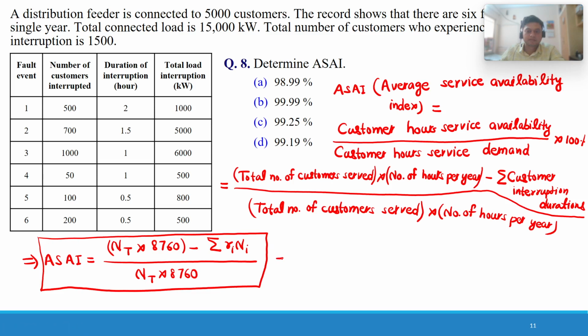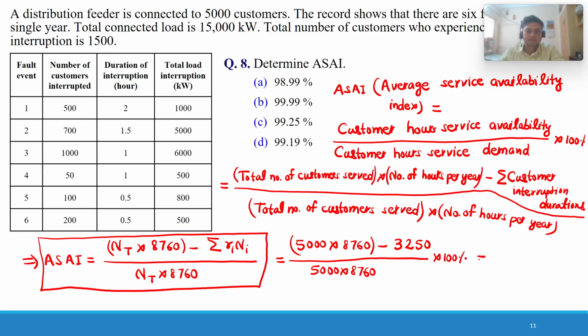So just put all the values, we will get NT is 5000, total number of customers served, into number of hours per year 8760, minus customer interruption duration sigma RiNi we have calculated 3250, divided by NT is 5000 into 8760, into 100. We multiply by 100 to get it in percentage form.